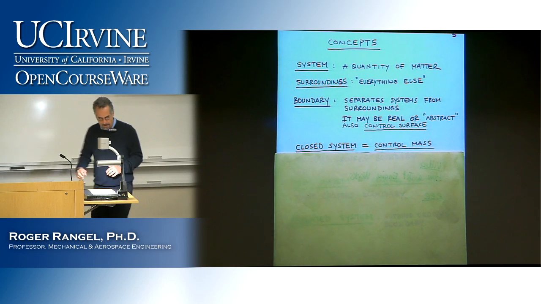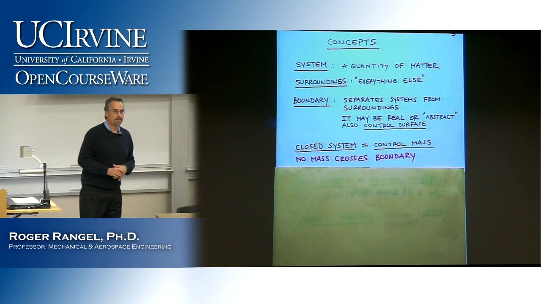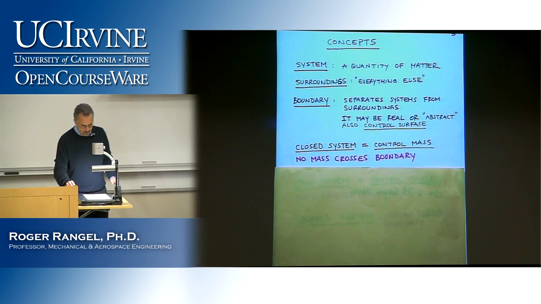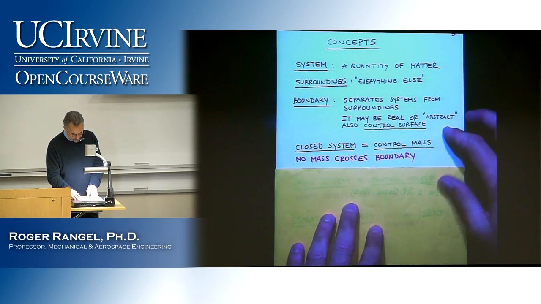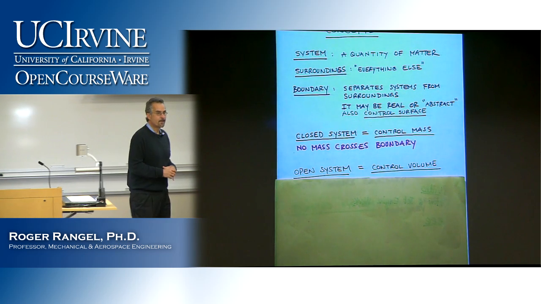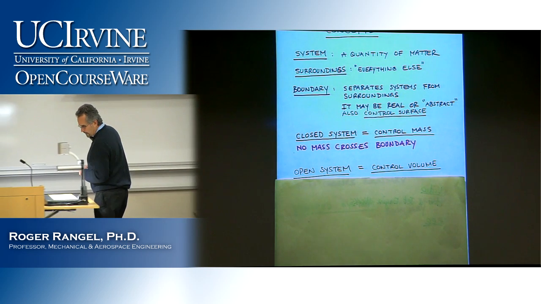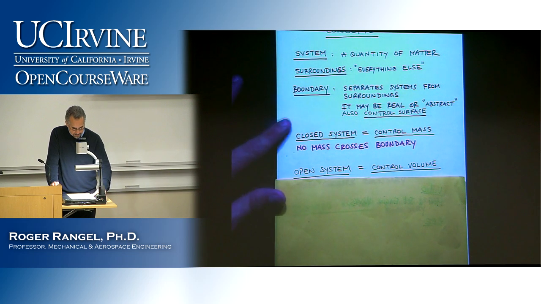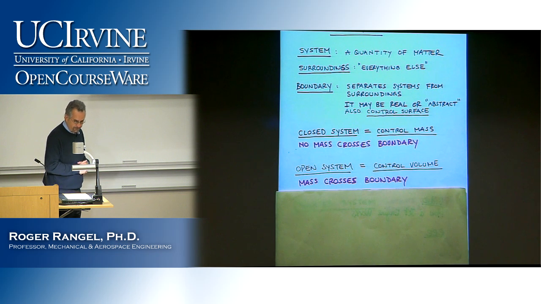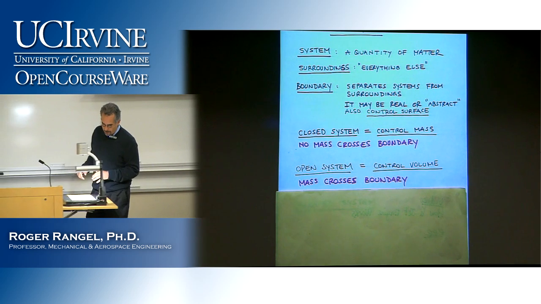So if the system is closed, is a control mass, and I put it right there in red, it means that no mass crosses the boundary. So a closed system is one for which no mass crosses the boundary. And therefore, the opposite, an open system, which, by the way, we can also call a control volume. An open system or a control volume is one in which mass is allowed to cross the boundary. All right? So those are some of the preliminary concepts.